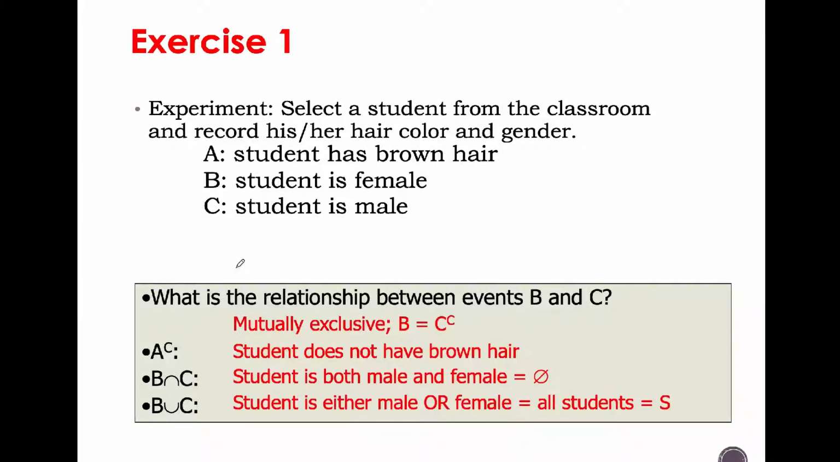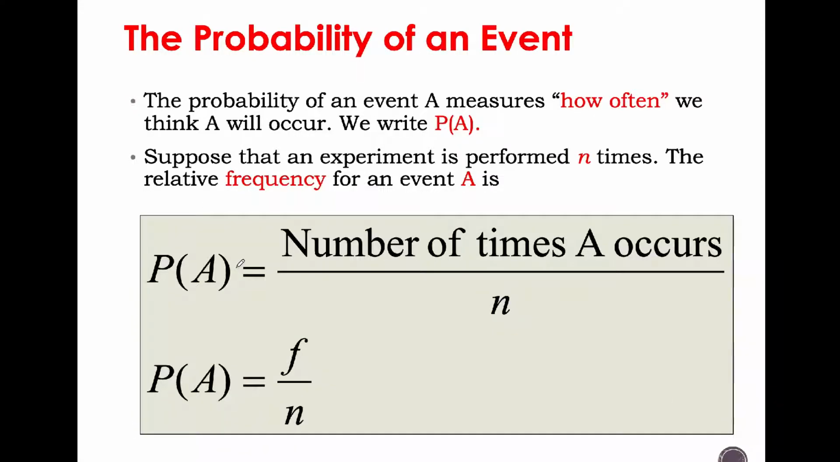is either male or female. So it's going to be all students to be C. Okay, moving on to the probability of an event.